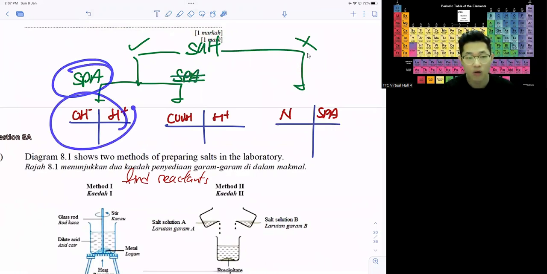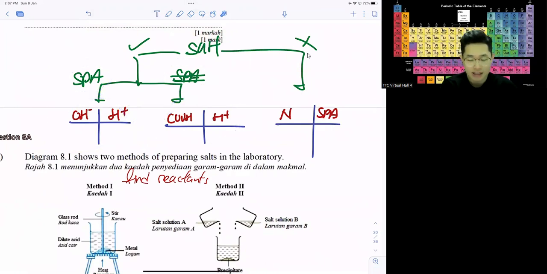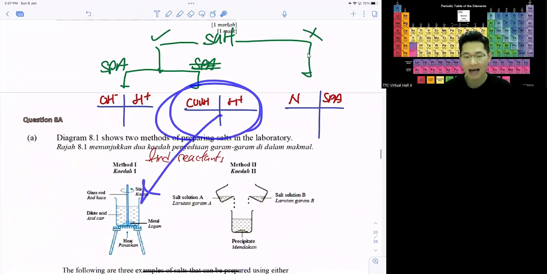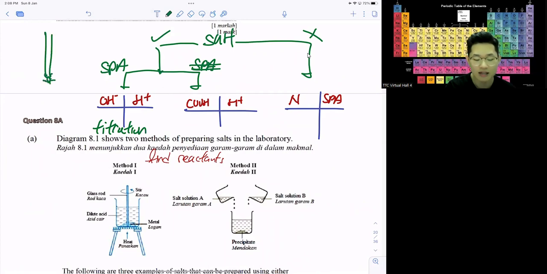Got spar, COOH. No spar, COOH. So when you look at this diagram, we can tell that they are doing this non-spar soluble salt. Because spar soluble salt uses the titration method. That means the one with the burette, they drop the acid into the alkali one. But this one is not, so it will be the second one.